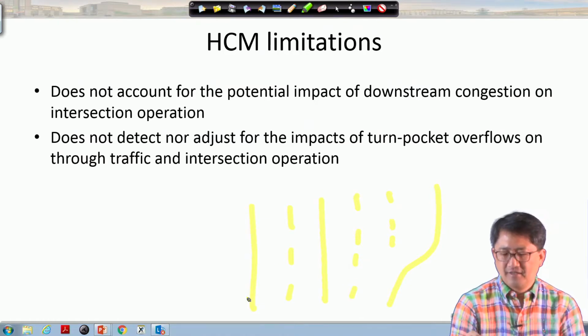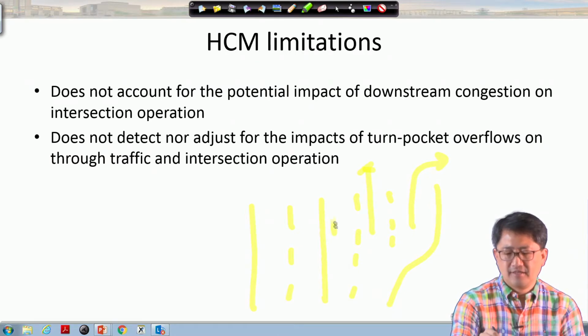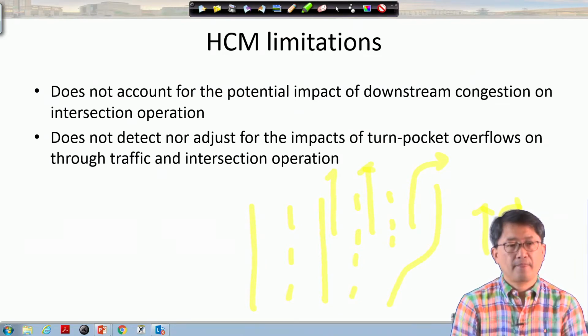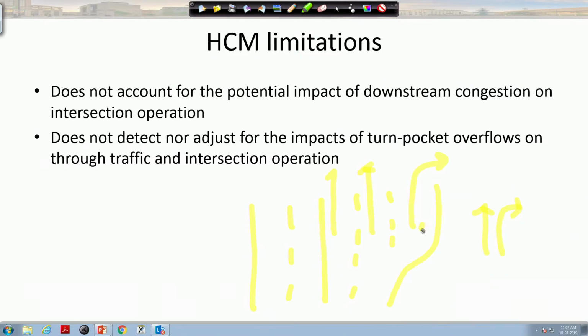So this is a road. You are making a right turn pocket and then throughs, right? So you could actually have a phase sequence with this and this going together. That way, this is not creating overflow.